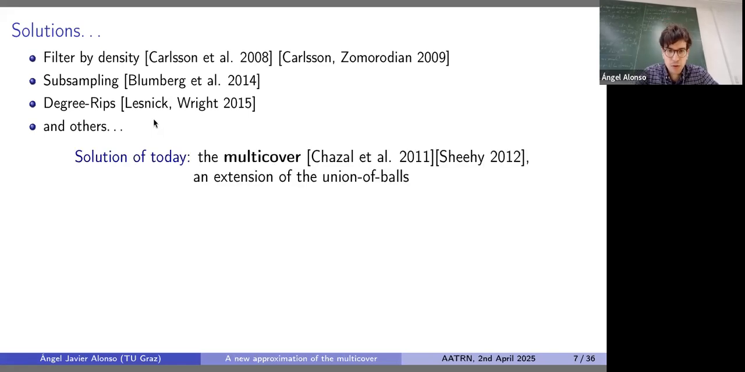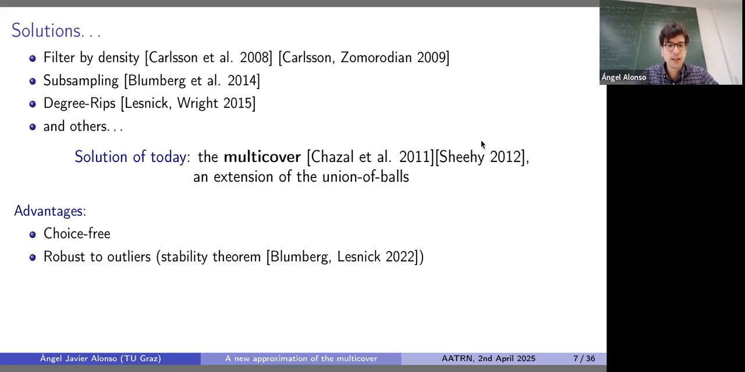And this solution is the multicover, perhaps related to this probability approach, with this approach of Chazal and co-authors of taking not point sets but measures, and also introduced by Siki. And this will be, as we will see, an extension of the union of balls. Okay, so this solution has at least two advantages, as we will see.